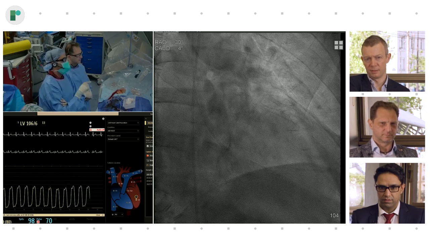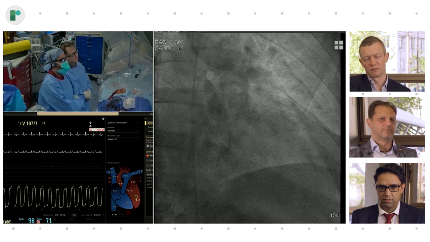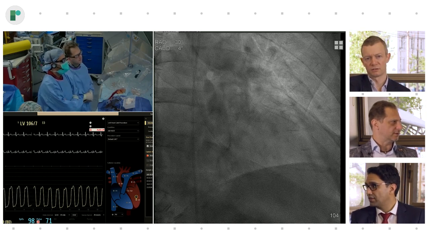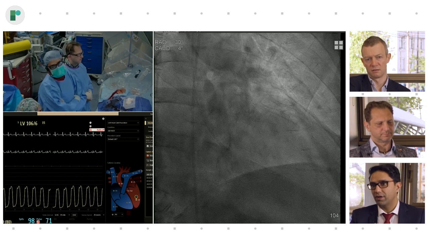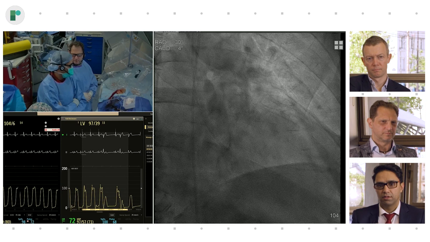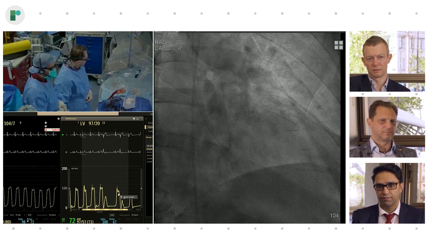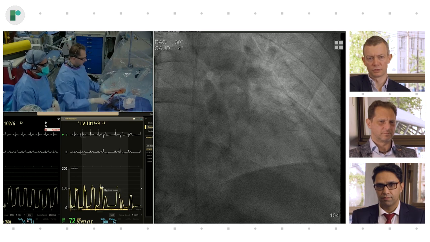In this case, the LVEDP is, what is it? 15, 16? So it came up a little bit from 11, I saw. We've been hydrating throughout the case. 250 bolus and then 125 an hour, please. So from 11 to 15. That's good. Okay.